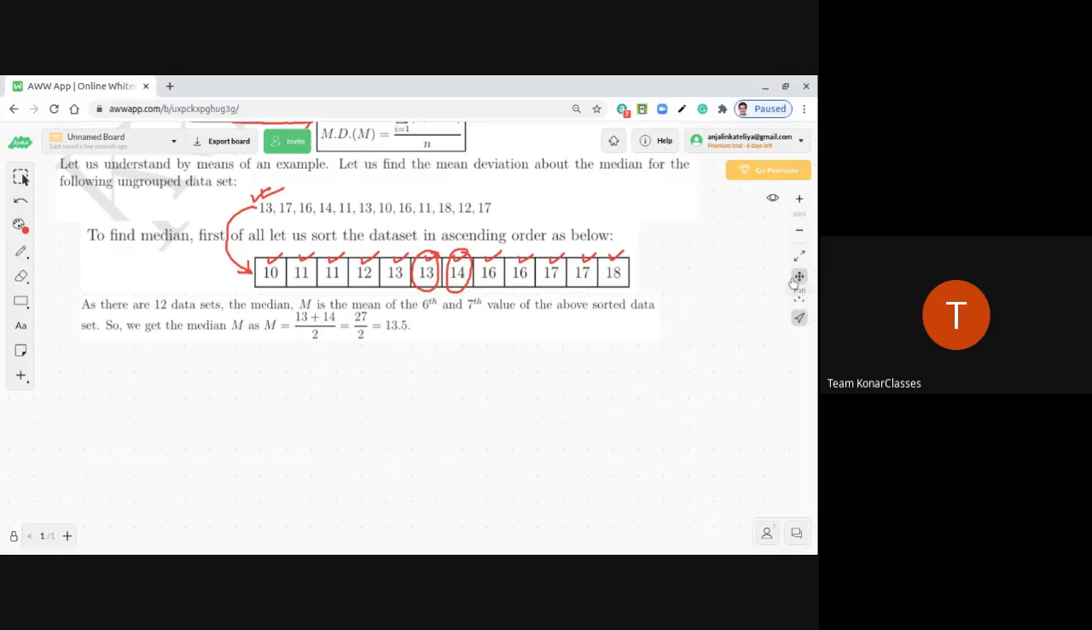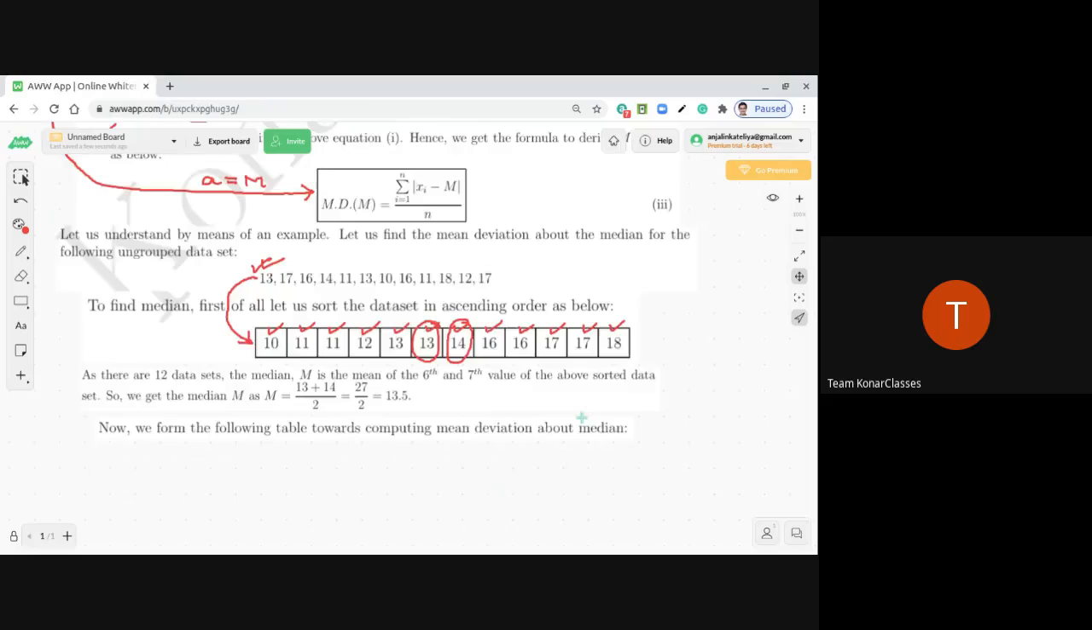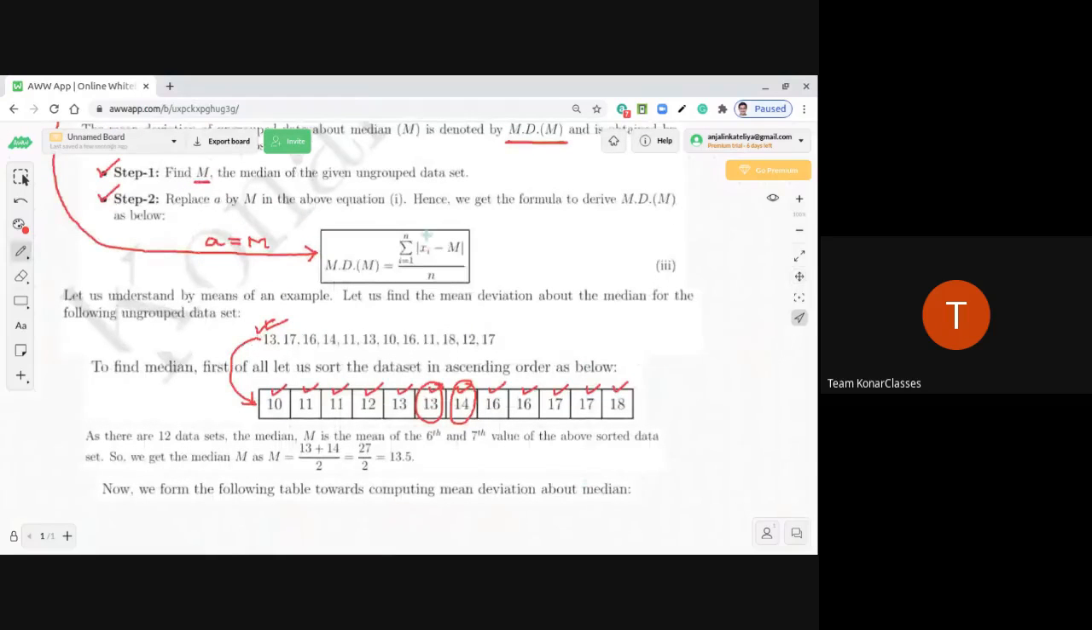How are we going to do it? Let me show it to you. And recall, what is our formula? Let me show you the formula once more. This is our formula. In this formula, what are xi? Xi are all these values: 10, 11, 11, 12, 13, all these are xi. Capital M we just found, that is 13.5. And N we know is 12.